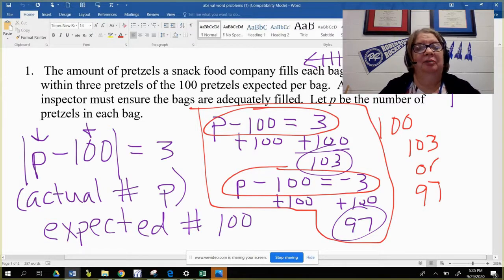Today and tomorrow, that's what you're going to be looking at. You've got some videos and some exercises, activities, things to do to show you how to work with absolute value equations. And it's going to involve a split with a positive and a negative and a solve, and then check. Does our answer make sense? It does, right? 103 pretzels and 97 pretzels. Those all are within 3 of 100.